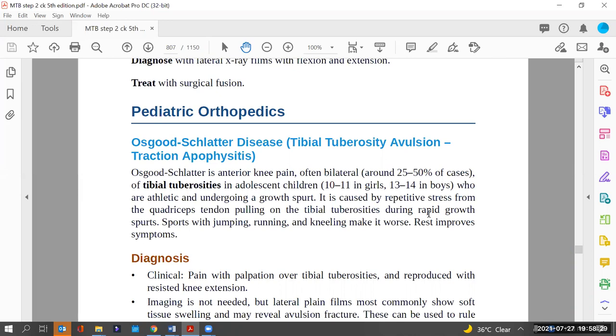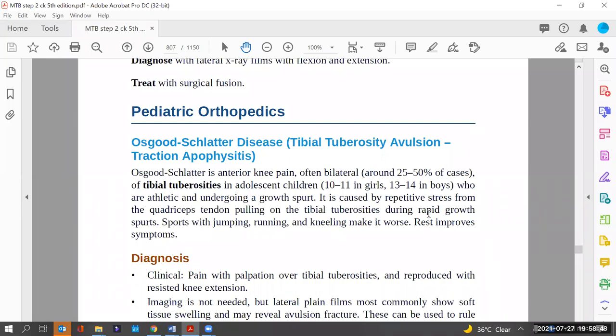It will take some time for the ossification of this bony prominence. Approximately it will take 18 months, but sometimes it can go up to 24 months. So 2 years can be there in order to get rid of this problem.